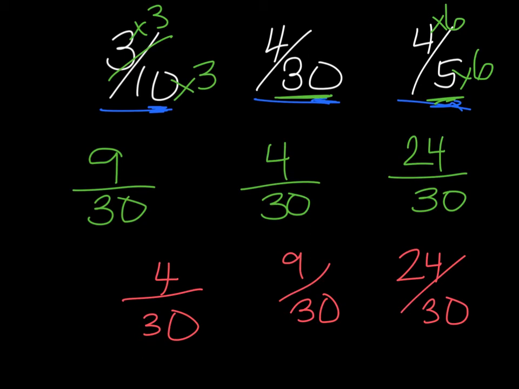Okay, so our fractions are in order from least to greatest. Make sure on your paper you have the multiplication that we did to change our fractions so that they all had the same common denominator, which was 30.